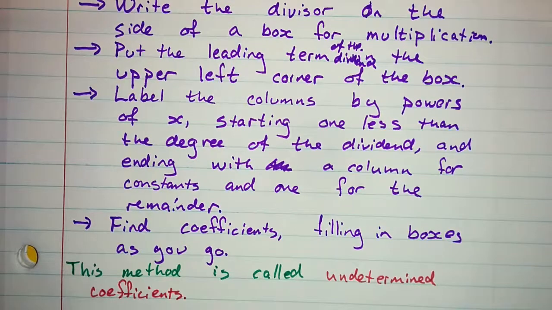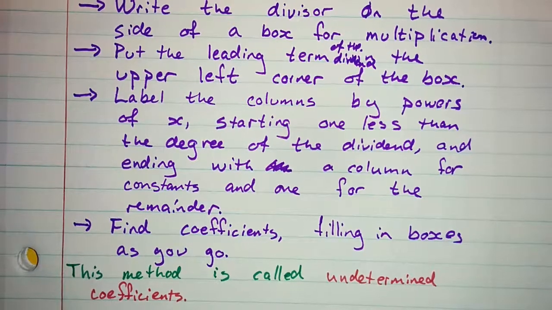You know what the quotient is going to look like. It's going to have a bunch of powers of x. You just don't know what their coefficients are. Let's see another example of this, and then I'll give you one to try on your own.